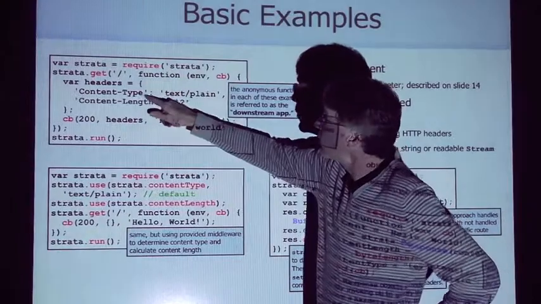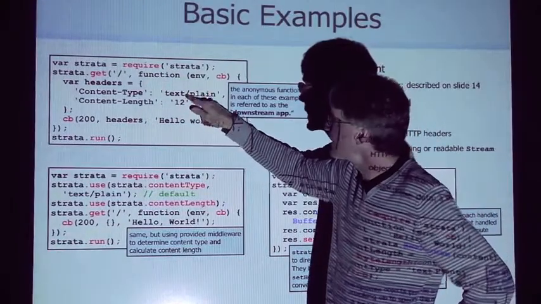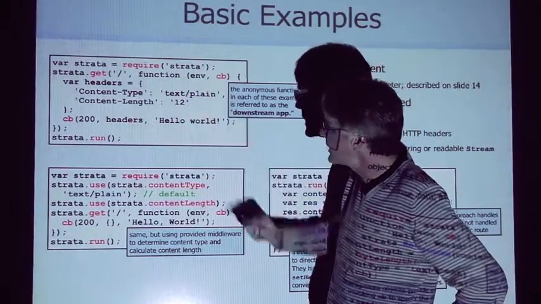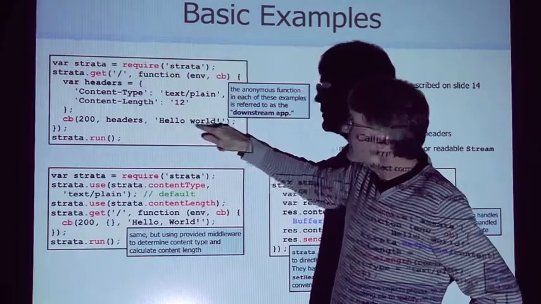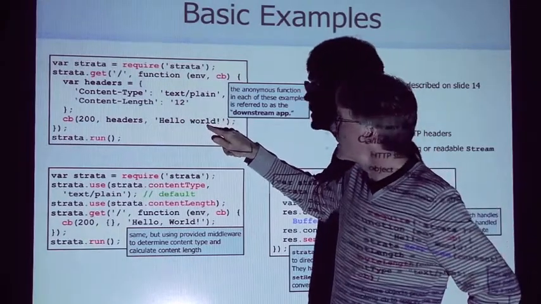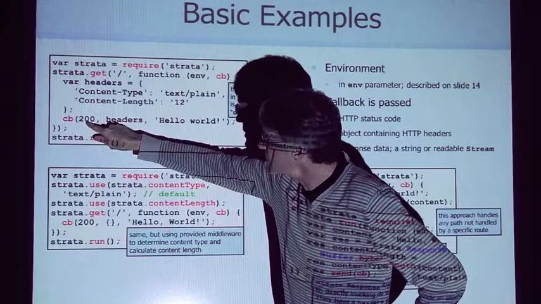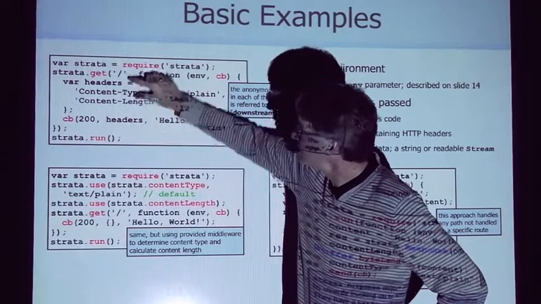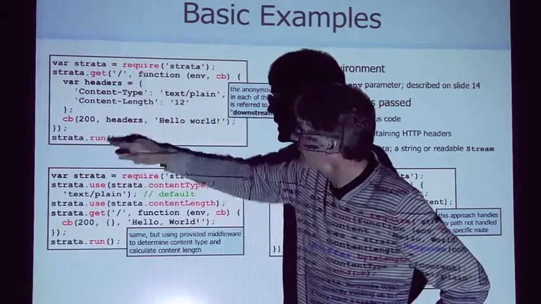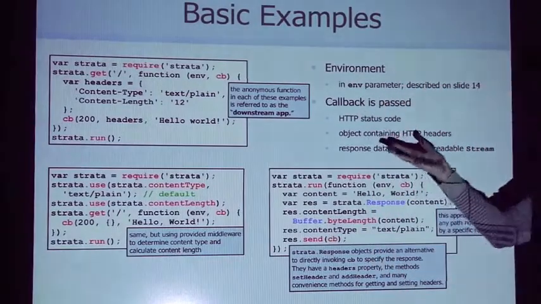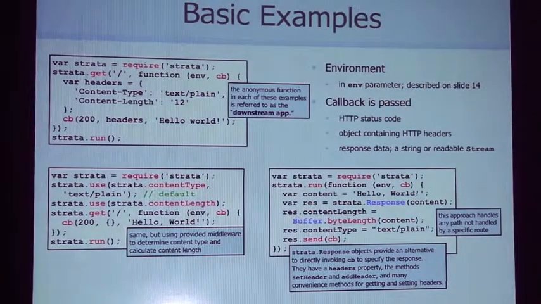I'm going to tell it what the content type is that I'm serving up. I'm going to serve up just plain text and the length, and then I'm giving it a string that is 12 characters long. Here's my status code. That's an OK status code, and then the headers I'm passing in, and then I just tell Strata to run. And if I hit that, I get back the string hello world.